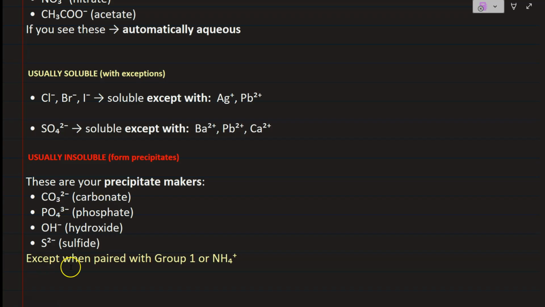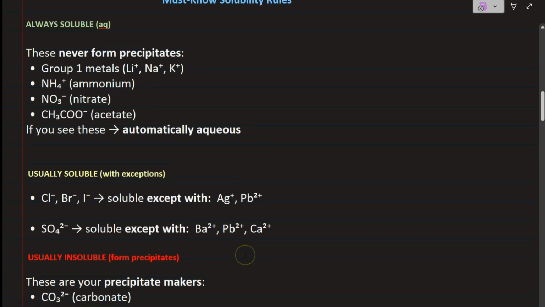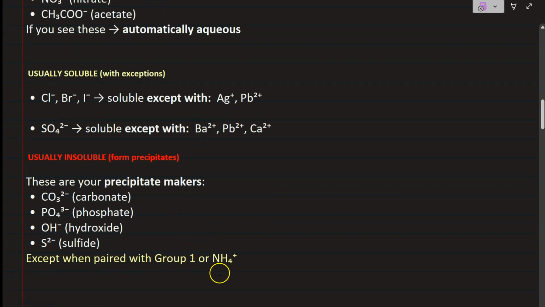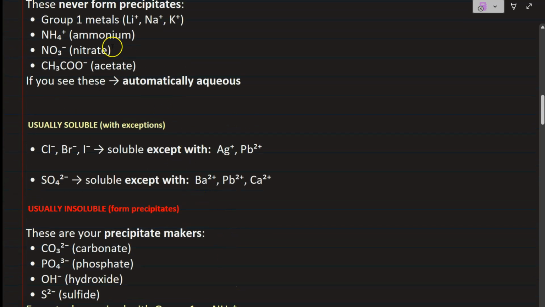And then the only exception is when paired with group 1 or NH4 plus. And remember, group 1 were the high reactivity metals, the lithium and sodium and potassium ion. And of course, the NH4, which is the ammonium.